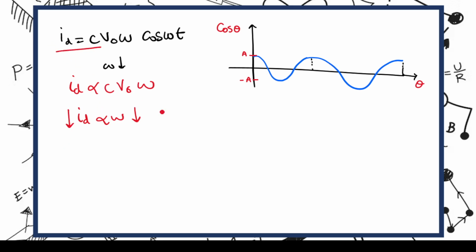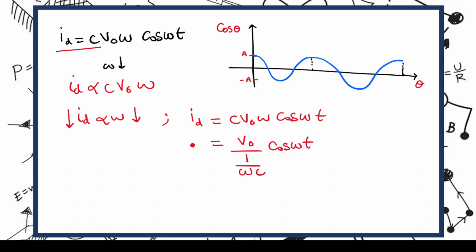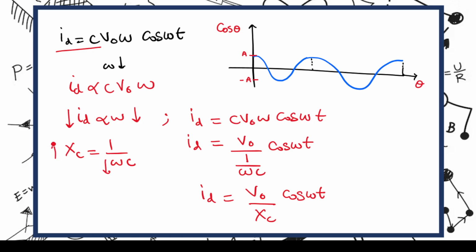Also from this equation, we can get capacitive reactance. C V naught omega cos omega t, we can write it as V naught over 1 over omega C, cos omega t. So ID is V naught over XC cos omega t. So XC is 1 over omega C. C is constant, omega is varying. So whenever omega decreases, XC increases.